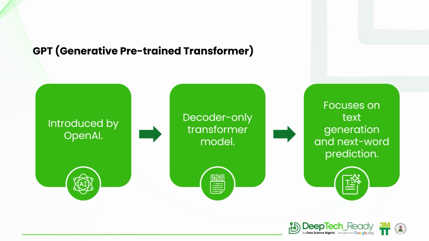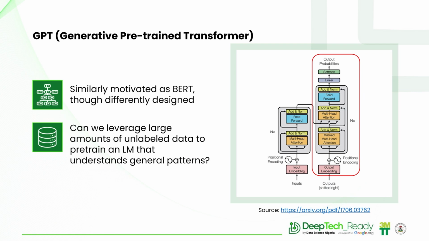GPT is similarly motivated to BERT, but with a different design. Both aim to leverage large amounts of unlabeled data to pre-train a language model, and the idea is to help the model understand general patterns in language. While BERT uses a bidirectional approach for understanding, GPT uses an autoregressive approach, focusing on generating text and predicting the next word in a sequence.